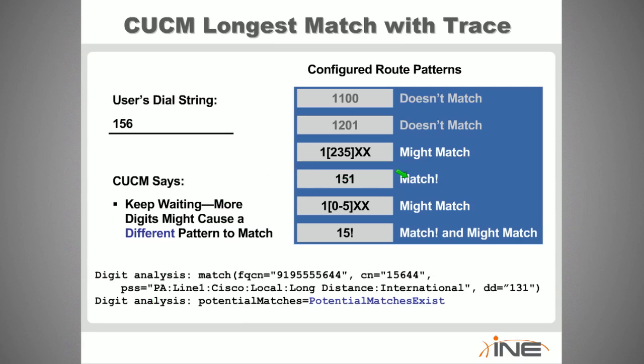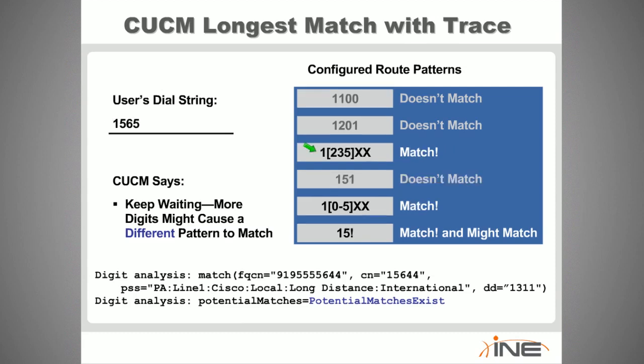A little bit broken on this slide. This is no longer a match. I apologize. This is still a possible match. This is still a possible match. And this is already a match, but it's also a possible match because 1, 5, anything has been met. At least one more digit has been met as far as the criteria. However, there could be more.